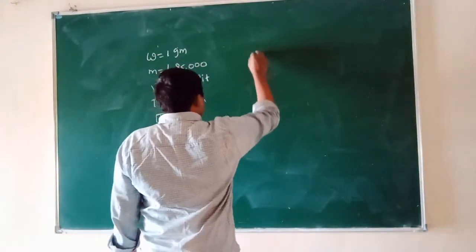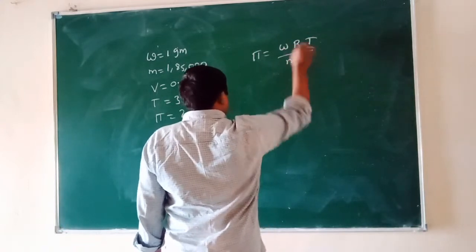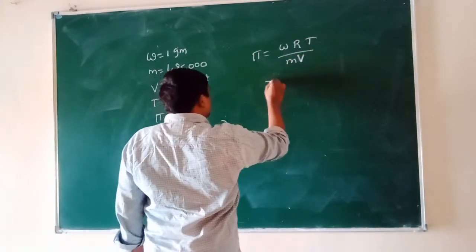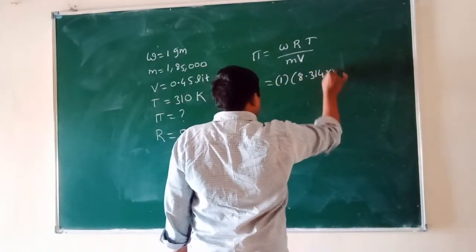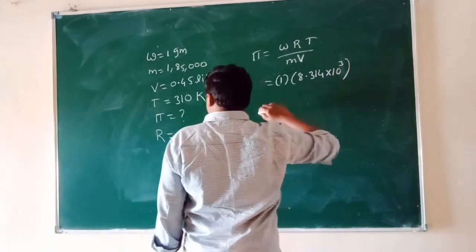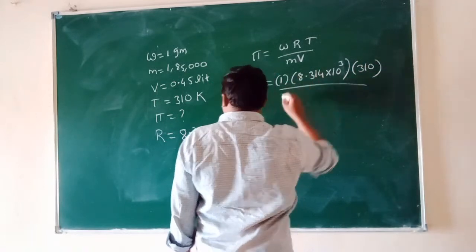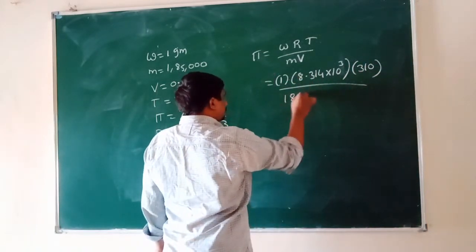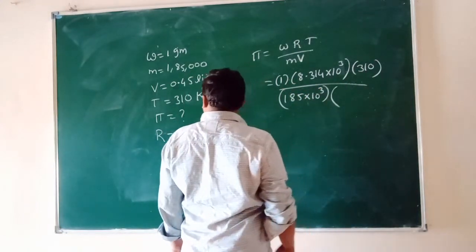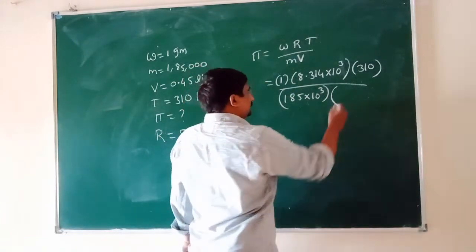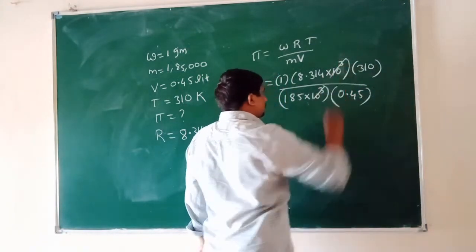Pi is equal to WRT by M into V. Weight of substance is 1, R value is 8.314 into 10 power 3, temperature is 310, divided by molecular mass 185 into 10 power 3, and volume of solution is 0.45 liters.